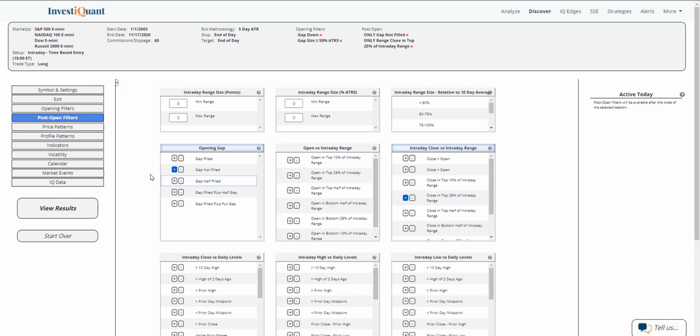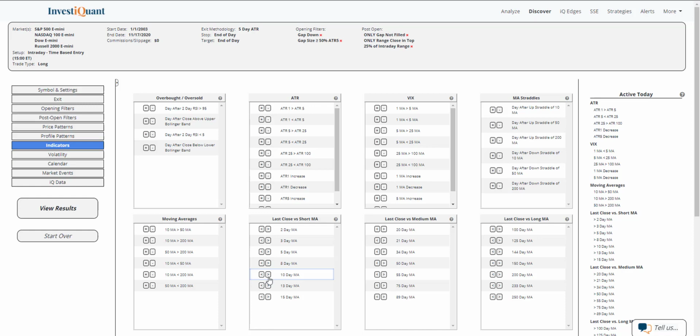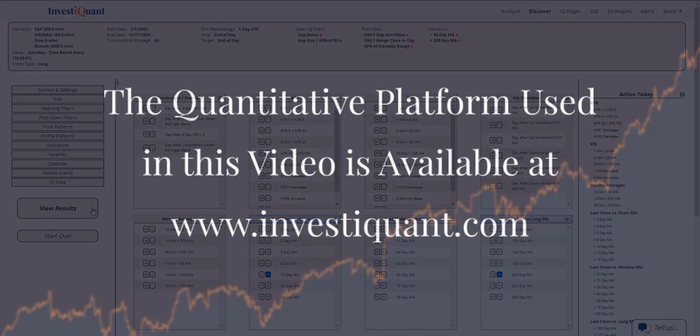That would need to be true at 3 p.m. Of course, we don't know right now if that's going to be true or not, because it's not 3 p.m. yet. But that's what the pattern is going to be based upon. And then lastly, I'm just going to put it in a similar environment of above a 10 and above a 200-day simple moving average, and click View Results.